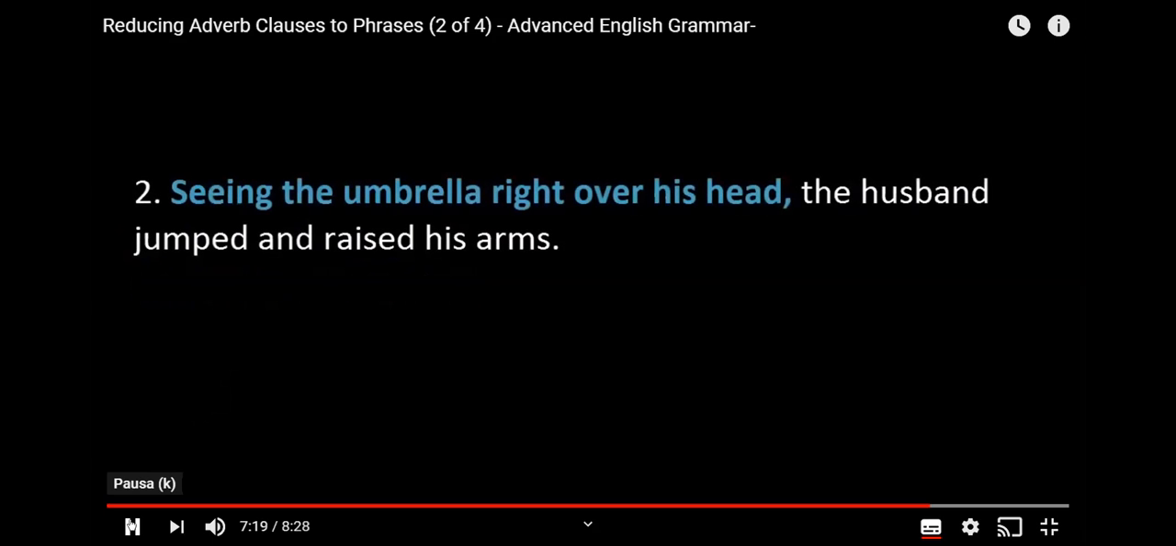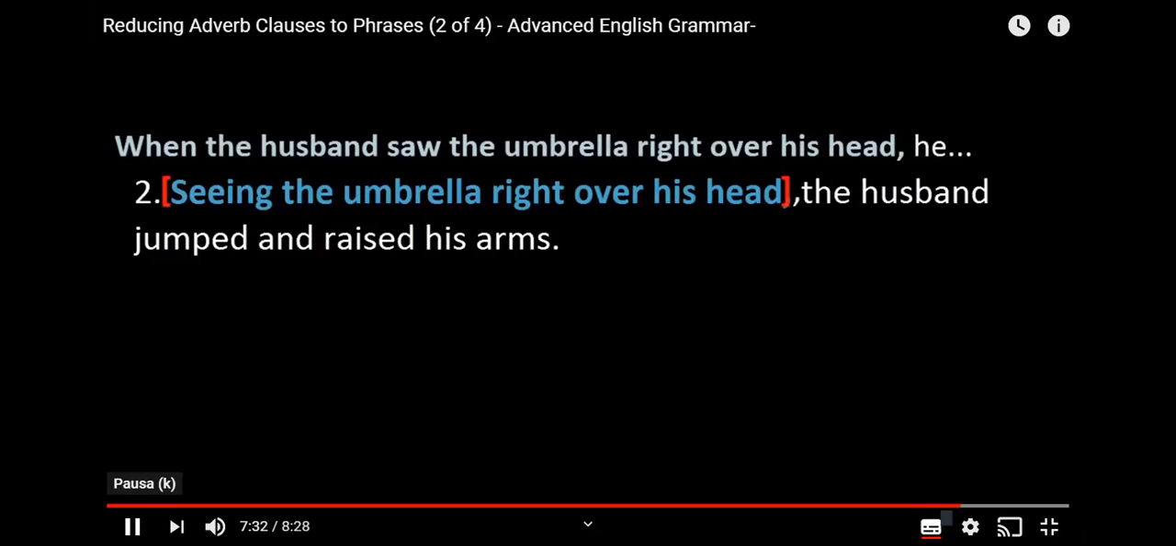Two, seeing the umbrella right over his head, the husband jumped and raised his arms. Okay, what is the subject? The husband. So you can say right here, when the husband saw the umbrella. You remember the past tense? The full adverb clause would be when the husband saw the umbrella right over his head. Then we change the subject in the main clause to a pronoun, he. Okay, is that clear?